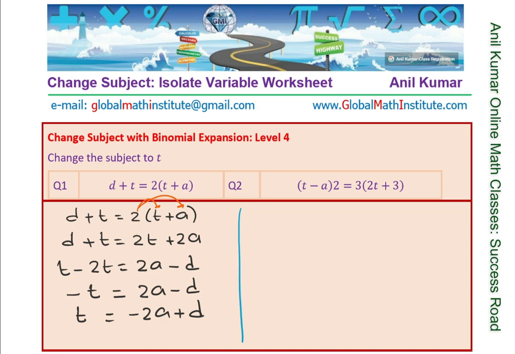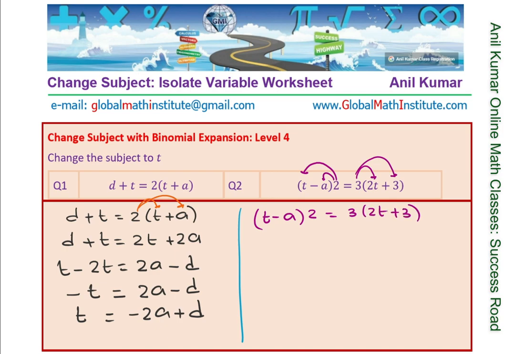Now let's take up the next example, which is t minus a times 2 equals 3 times 2t plus 3. In this case, we will multiply by 2 to both the terms inside, and on the right-hand side with 3. Do you see that? So the distributive property will be applied on both sides of the equation. So we have here t minus a times 2 equals 3 times 2t plus 3.